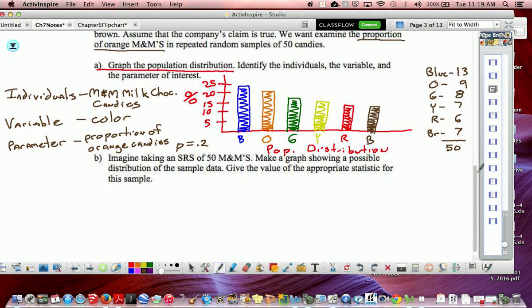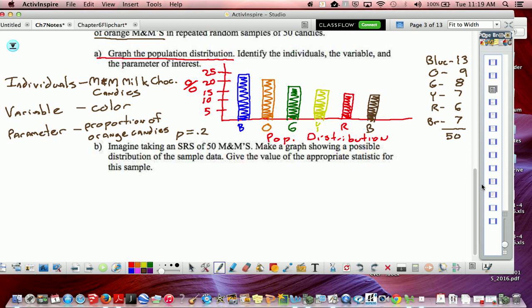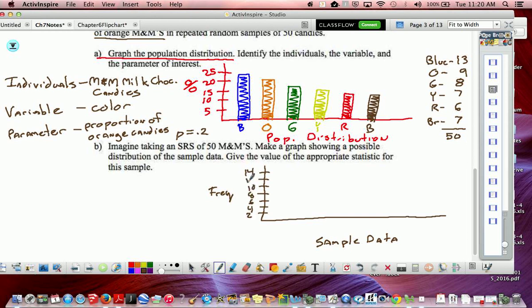Okay, so now I have my results, and it says make a graph showing our possible distribution. So this is going to be our sample data. Here, instead of percent, we have frequency. Our biggest number was 13, so maybe I'll count by 2s: 2, 4, 6, 8, 10, 12, 14. And let's go ahead and graph all those.